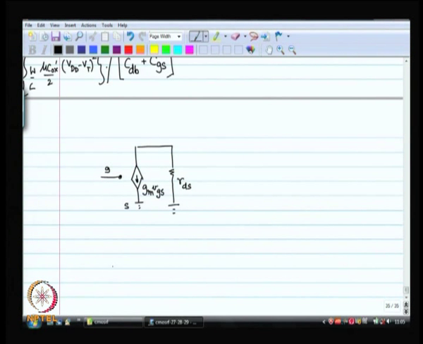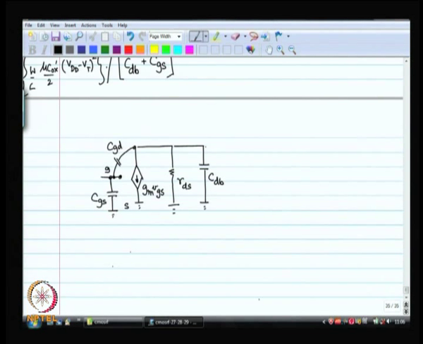Okay. What about capacitors? As far as capacitors are concerned, I have got a gate to drain capacitance. This gate to drain capacitance is really the sum of the gate to drain capacitance of the NMOS and the PMOS. I have got a gate to source capacitance, which is again the sum of the gate to source capacitance of the NMOS and the PMOS. I have got a drain to body capacitance, which is again the sum of the drain to body capacitance of the NMOS and the PMOS. Source to body is irrelevant because source and body are at the same potential. Right? So, this is each stage, and you would like to repeat these stages.